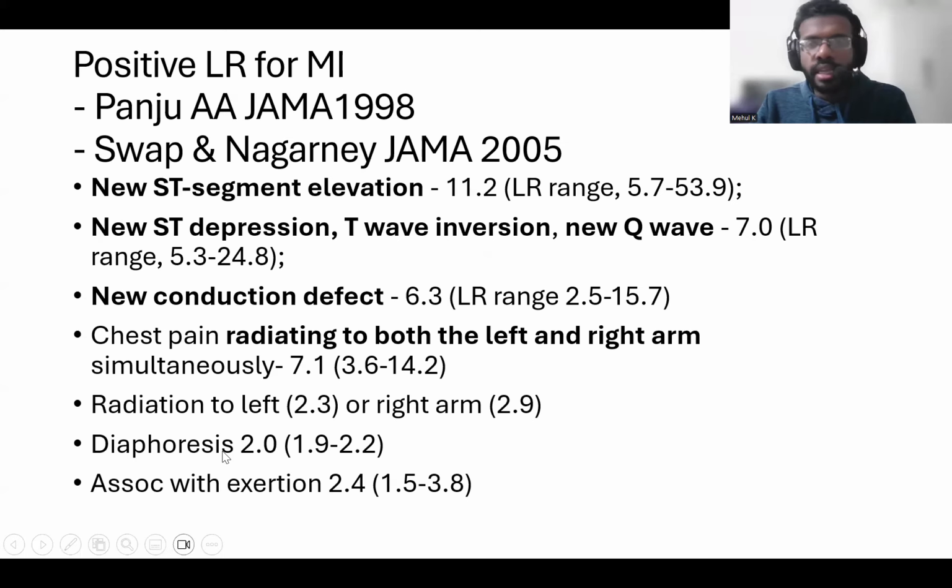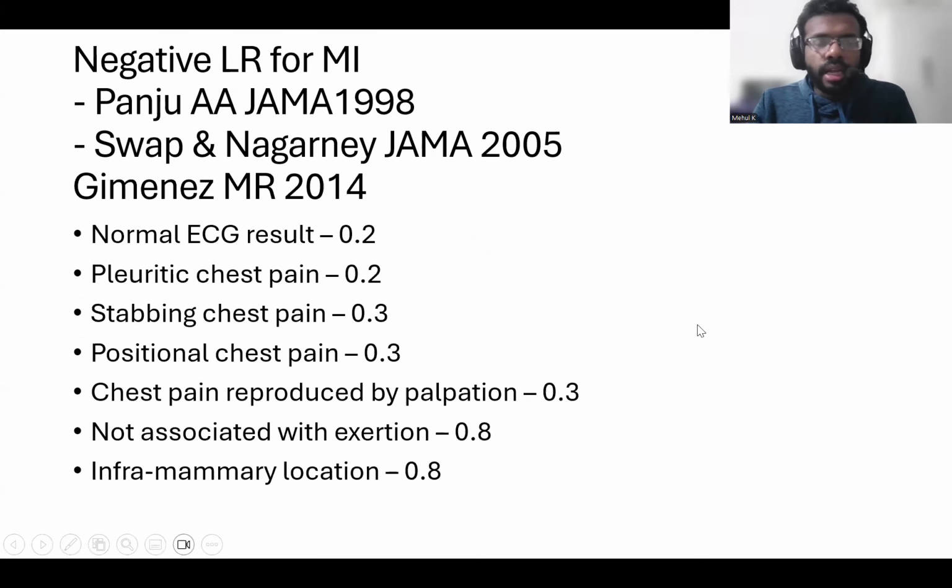Then diaphoresis. Even though a patient with chest pain and diaphoresis is a very scary thing, diaphoresis by itself obviously can happen with multiple other things, like hypoglycemia as well. So overall, it's not going to be that great if you look at the studies. And association with exertion is 2.4. So it's not as good as you might think. And when it comes to negative likelihood ratios, association with exertion is even worse. It is 0.8, so it's almost 1.